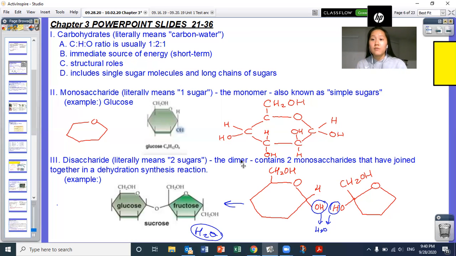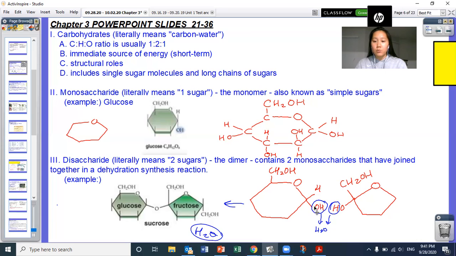We have a monomer for a single building block. We also have a dimer for a double building block. It contains two monosaccharides that have joined together in a dehydration synthesis reaction. Remember, dehydration synthesis, removing water to combine or to make. Okay, so when you took off the water, the H and the OH bonded, then you get this bond between a fructose and a glucose, and together, this molecule is a sucrose.